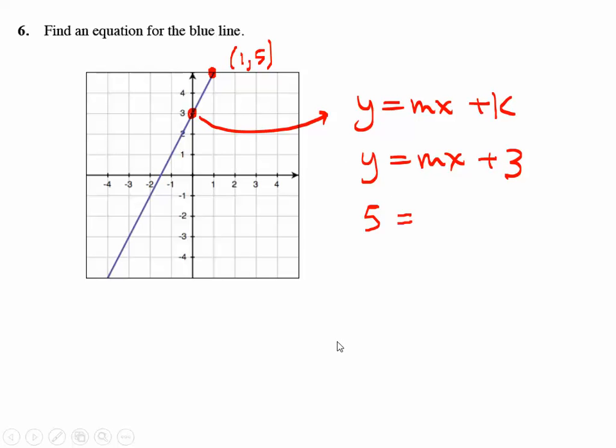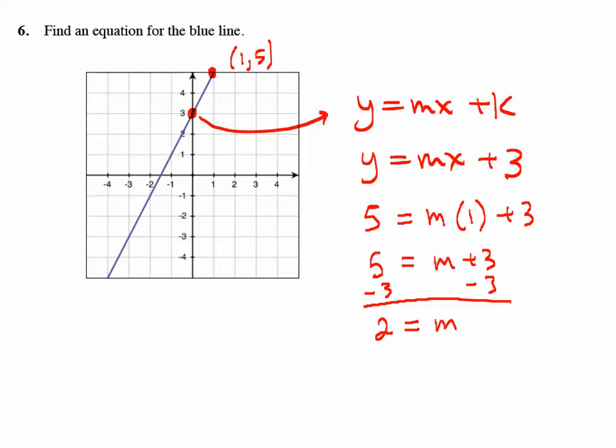So the y value is 5. The x value is a 1. Hey, don't I have a single equation and a single variable to solve for? That'll work. M times 1 is m. If I subtract 3 from both sides, gets me m is equal to 2, and now I at least know the other little constant in my equation here. Final answer, y is equal to 2x plus 3, and that is the equation of that line.